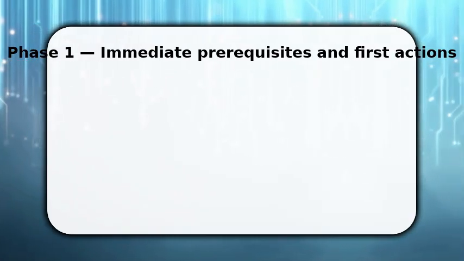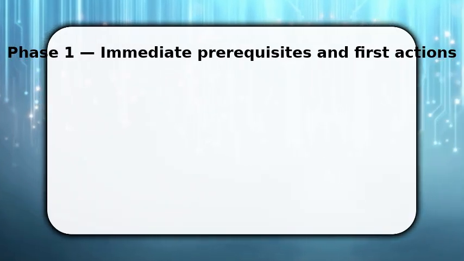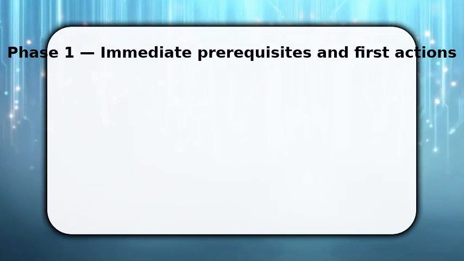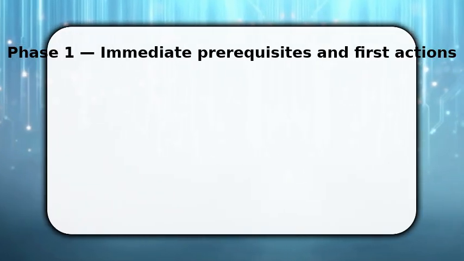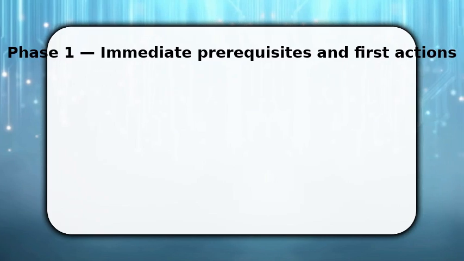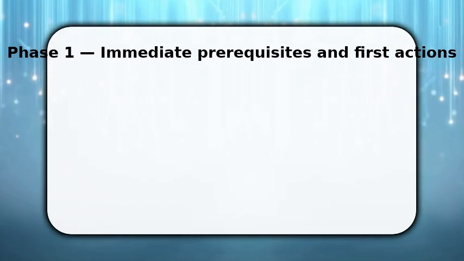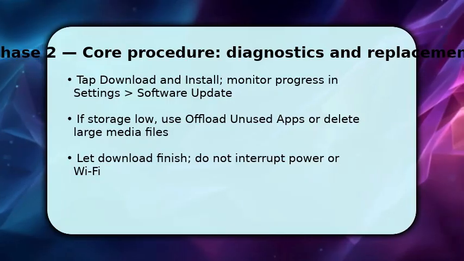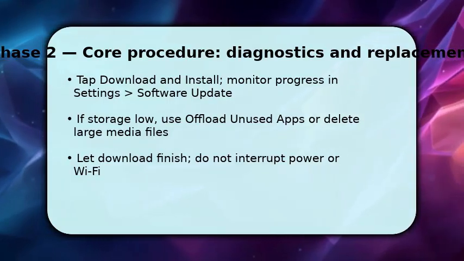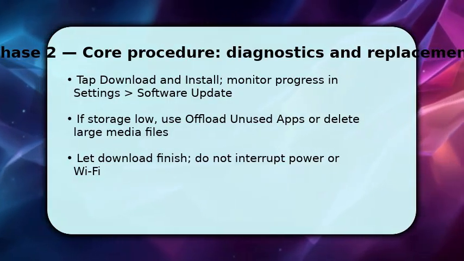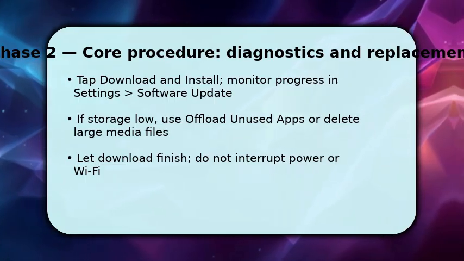Open Settings, tap General, then Software Update to fetch the installer. That kicks off the process because the system checks compatibility and available space before downloading. You tap Download and Install, and the device will validate the package. This verification prevents corrupted installs. Once the download starts, you may see status and estimated time.